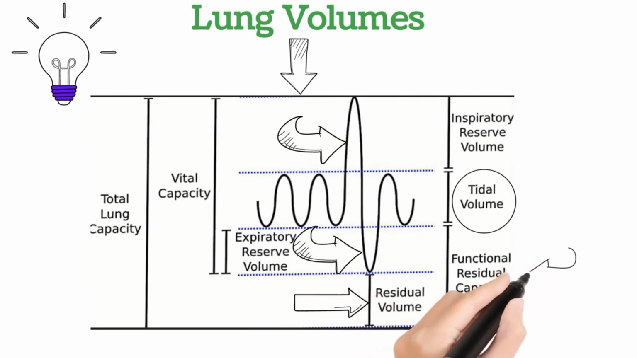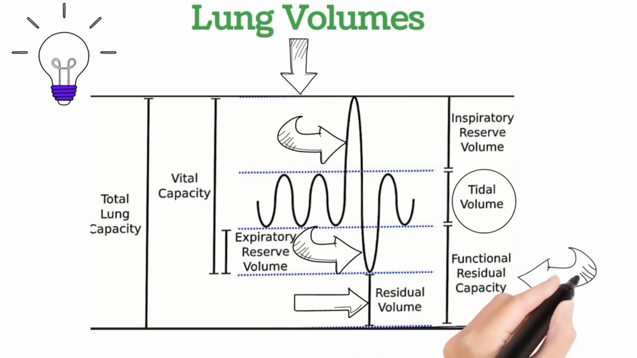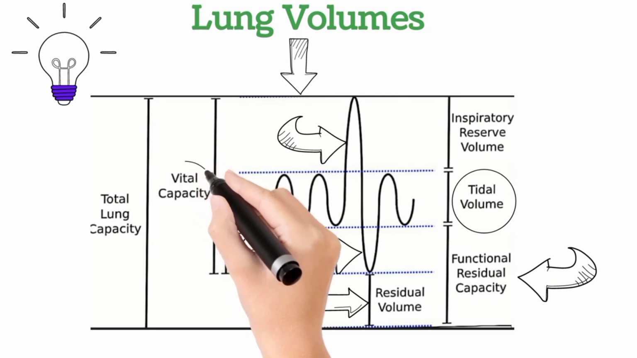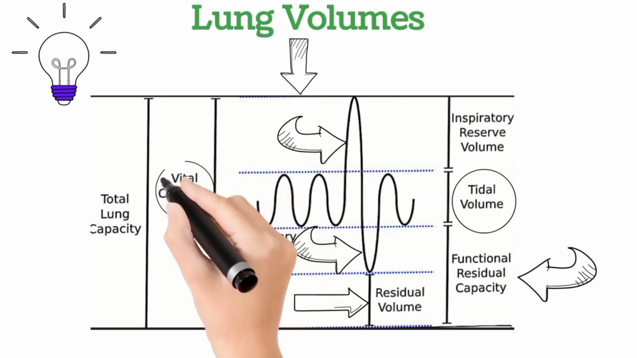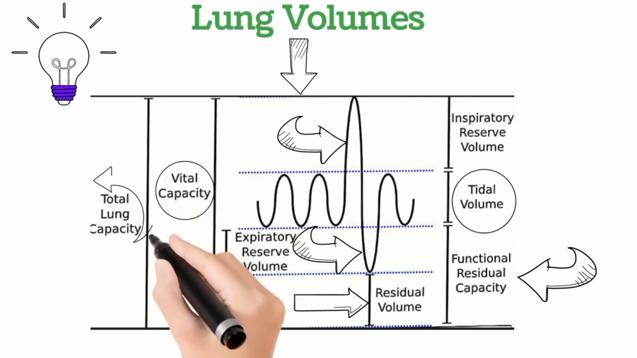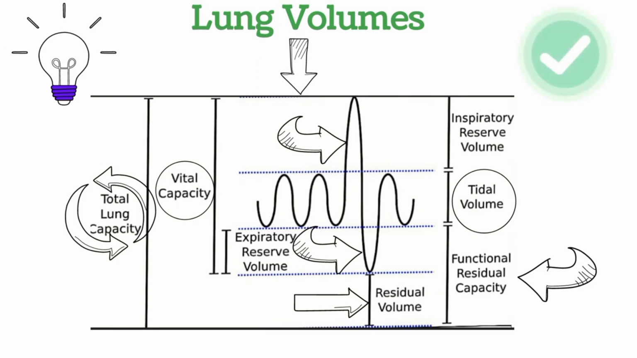The sum of expiratory reserve volume and residual volume is functional residual capacity (FRC). The sum of inspiratory reserve volume, tidal volume and expiratory reserve volume is vital capacity. The sum of vital capacity and residual volume is total lung capacity (TLC).